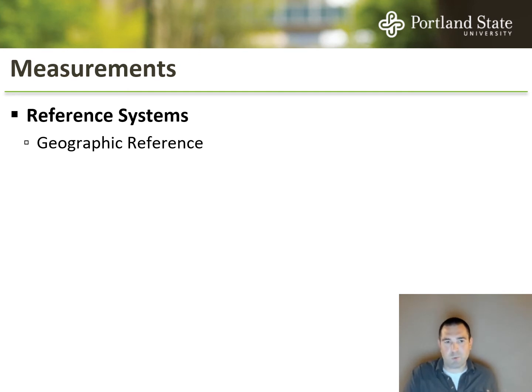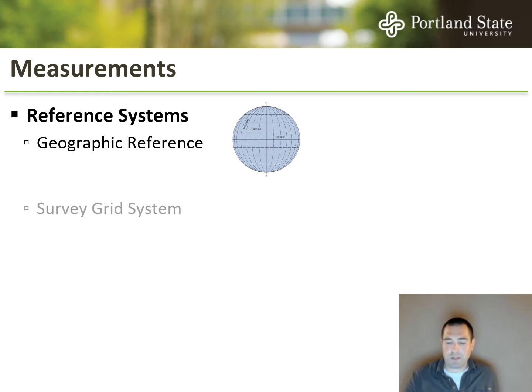So one possible reference system would be geographic, and that's traditionally what we think of as latitude, longitude, and elevation, which would be the most common. So based off the oblong spheroid of the Earth, and then locations based off latitude, longitude, and elevation.